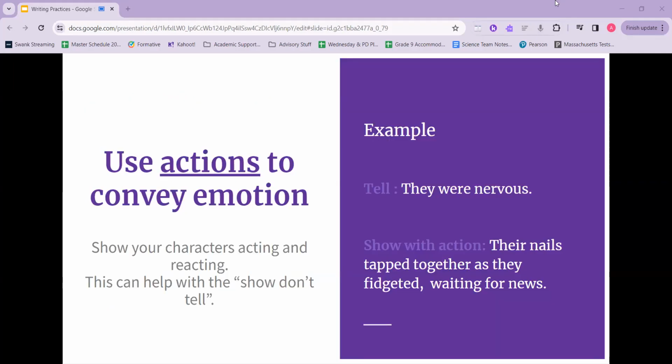Okay, so next little piece of advice that you can start using is use actions to convey emotions. All right, so show your readers acting and reacting. Okay, this also fits into the show, don't tell. So for example, you could just say that they were nervous, or you could show it with their actions. Their nails tapped together as they fidgeted, waiting for news. So you're showing that they're fidgety. You're showing with their bodies, their actions, that they are nervous. You don't have to say it. Don't spell it out. So it gives us a little bit more of what's happening in the scene right now. They're fidgeting and they're moving.